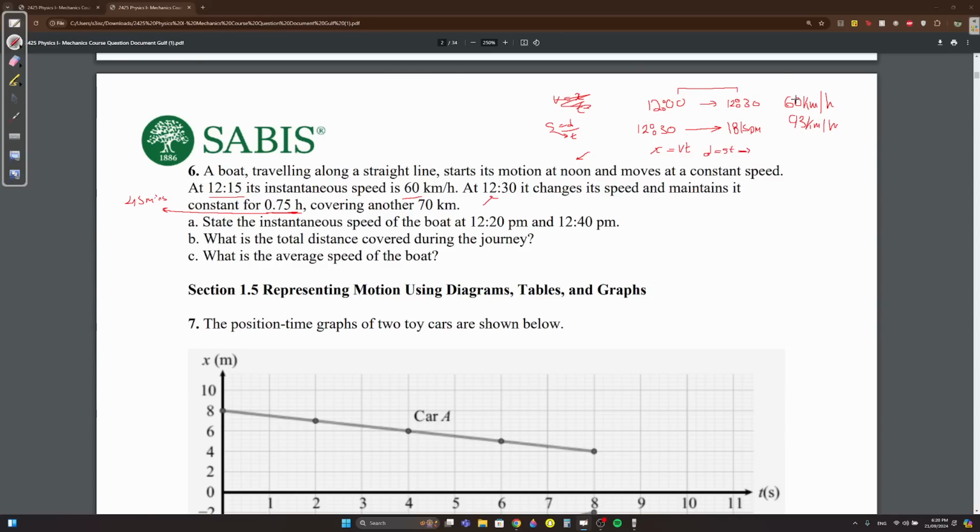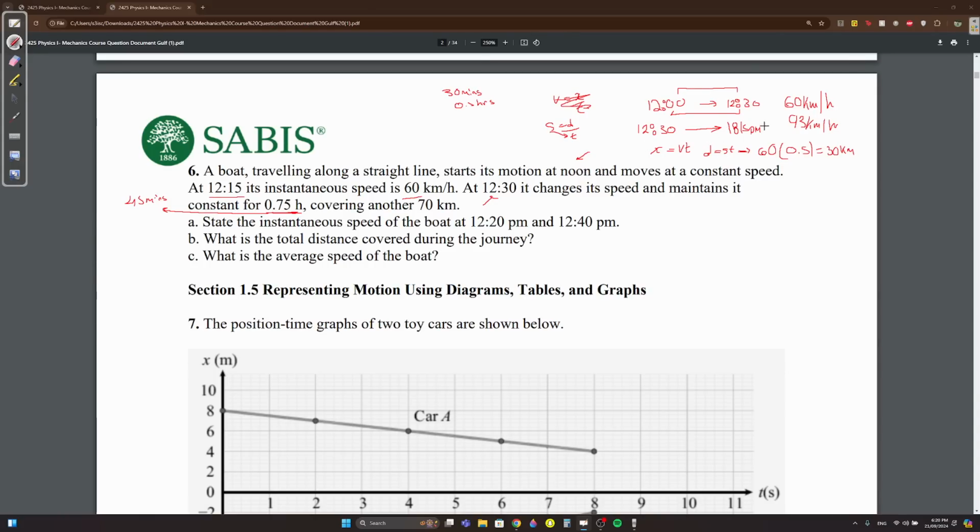So in this case, the distance is the speed, 60, times the time. How many hours here? It was 30 minutes, which is 0.5 hours, because to convert from minutes to hours, you divide by 60. 30 divided by 60 is 0.5. So you get 30 kilometers.